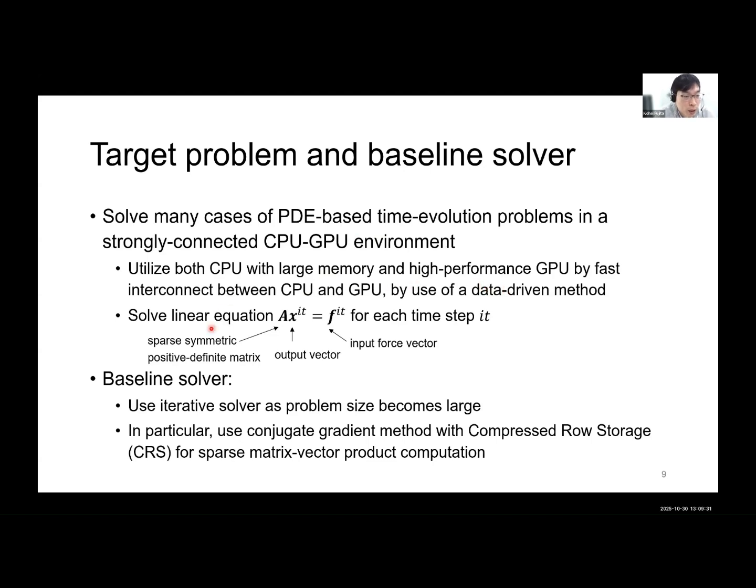And here we solve a linear equation AX = F for each time step IT. Here A is a known sparse symmetric positive definite matrix, F is a known input force vector, and X is the output vector. For a baseline, we use an iterative solver as the problem size becomes large. In particular, we use the conjugate gradient method with a compressed row storage for the sparse matrix vector product computation.